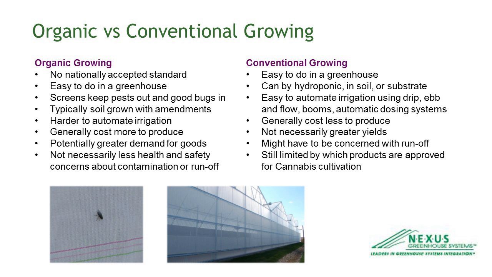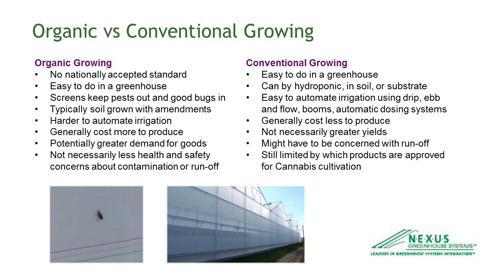So now let's look at the option of doing conventional growing. It can be hydroponic, in soil, or a substrate such as rock wool. It's easy to automate in most cases because you're using a salt-based fertilizer or a liquid fertilizer of a known concentration, which you can easily apply some math to figure out the proper dosing rates. It generally costs less to produce.